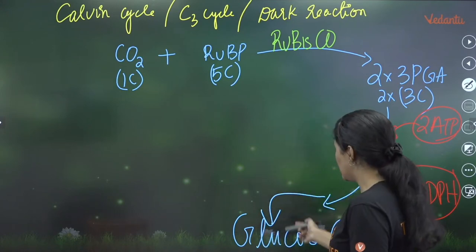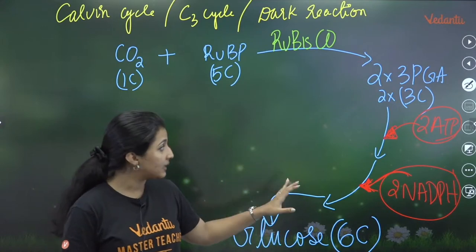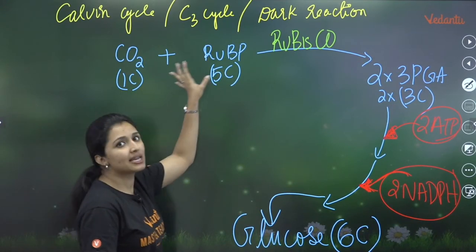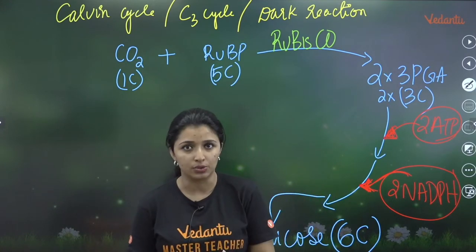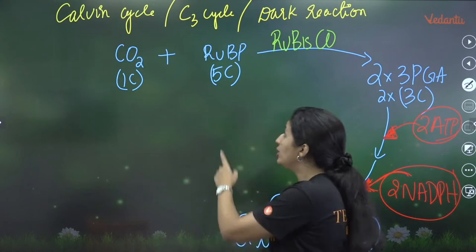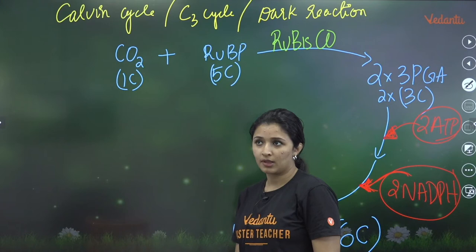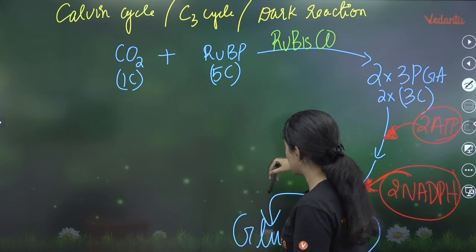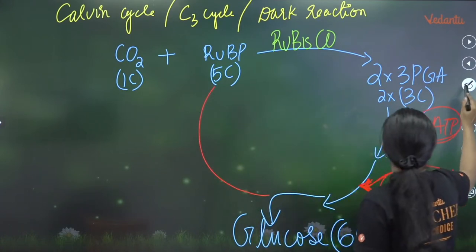Right. So, we'll continue. This glucose molecule, it is made, I agree, but we have to regenerate this RuBP molecule. We can't utilize this. This is just an acceptor molecule, just like a carrier molecule. We cannot utilize RuBP. We have to give it back. It's just like borrowing. So, along with this glucose from this process, we also have to focus on giving RuBP back.